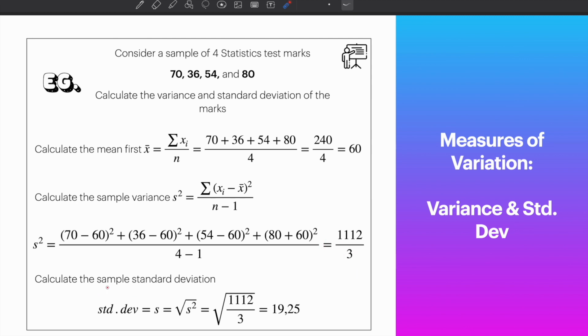And then to calculate the sample standard deviation, we take the sample variance and put it under a square root, and then we get a value of 19.25. So this value basically will tell you how close the marks are to the 60.